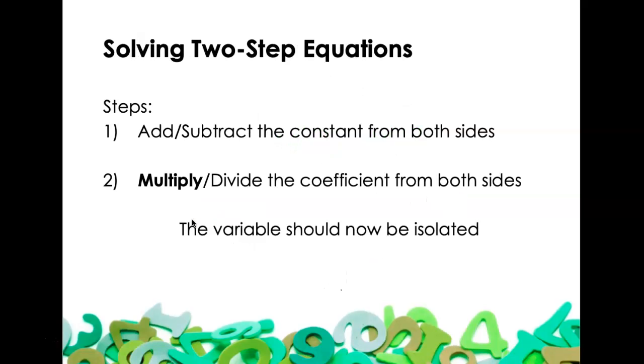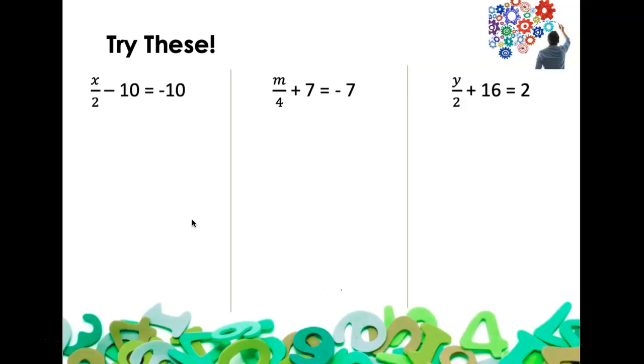Okay, so once again, what are the 2 steps in solving two-step equation? Number 1 step, you either add or subtract the constant or just the number from both sides. Number 2, multiply or divide the coefficients from both sides. At the second set of examples, we just multiplied because all the problems are in division. Okay, now you are going to try these 3 problems.